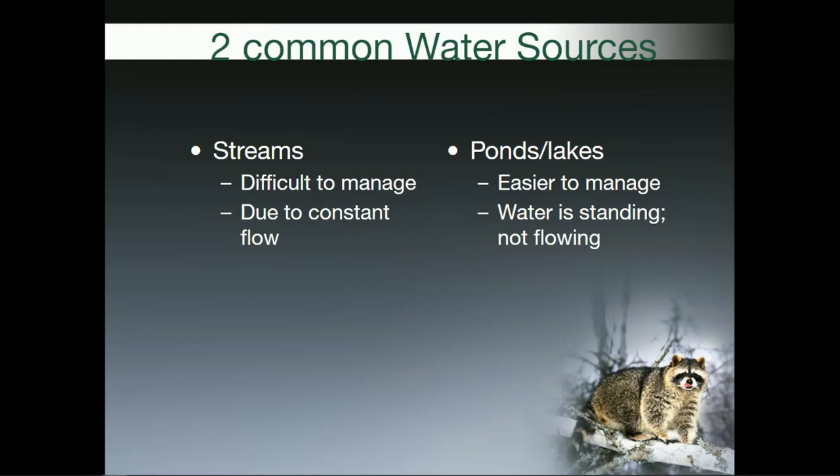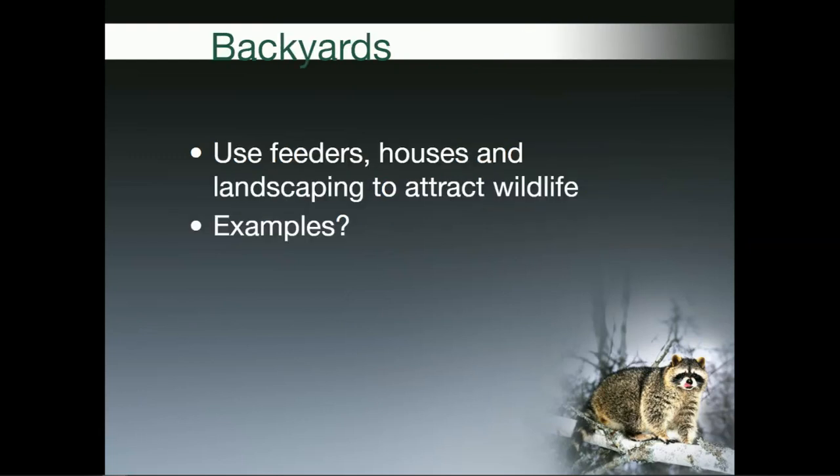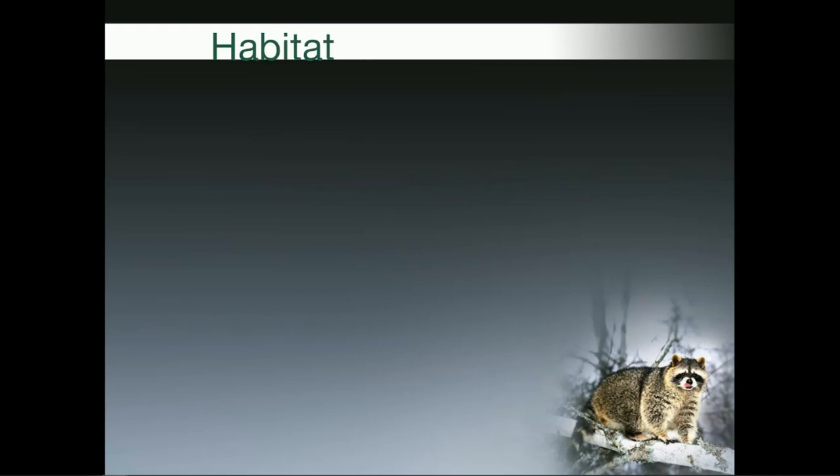We talked about streams and ponds. Streams are obviously more difficult to manage because you can't control what somebody dumps in your stream further upstream from your property. So if somebody's putting pollutants in there and it washes down, there's nothing you can do to prevent that. Backyards, there are different things that you can do to attract wildlife. Maybe you have a bird feeder. Maybe you've planted like a wildflower garden so you can have butterflies, or planted some specific plants to attract hummingbirds. So there's all different things that you can do.